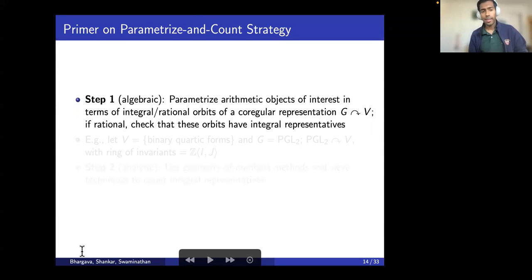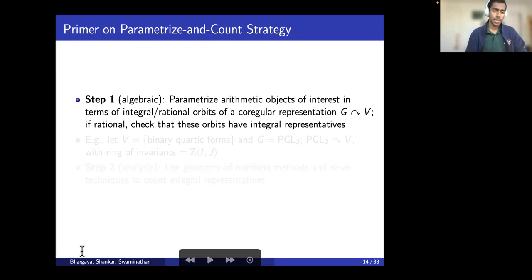And before I do that, I want to explain briefly how we use these parametrizations to prove theorems in arithmetic statistics. So the first step is an algebraic step. We parameterize our arithmetic objects of interest in terms of the integral or rational orbits of a co-regular representation, a group G acting on a vector space V. A co-regular representation is one where the ring of invariants of the representation is freely and finitely generated.